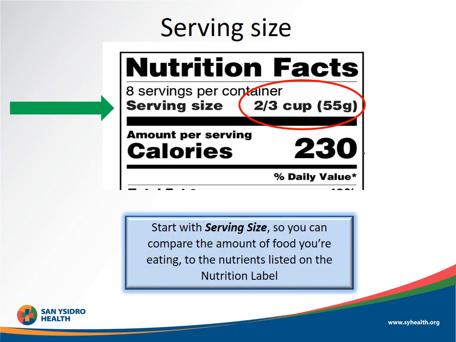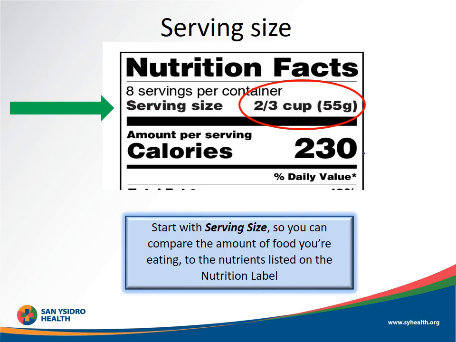So let's figure out how to read this thing. We want to start by first looking at the servings per container section of the nutrition label. It will always be located at the top of the label. This tells you how many servings you can get from one package. Some containers have one serving, but most have more than one serving per package.